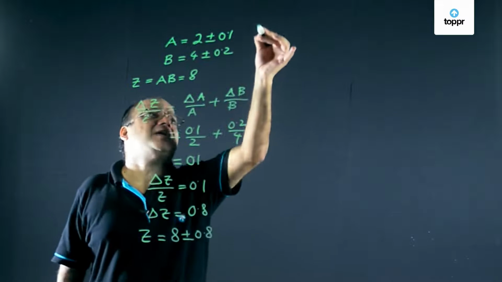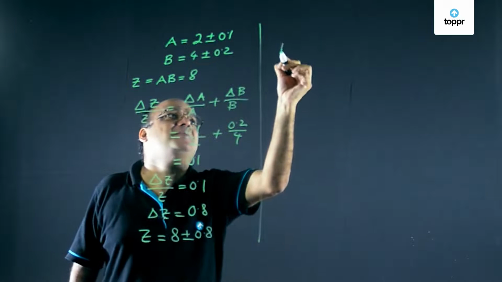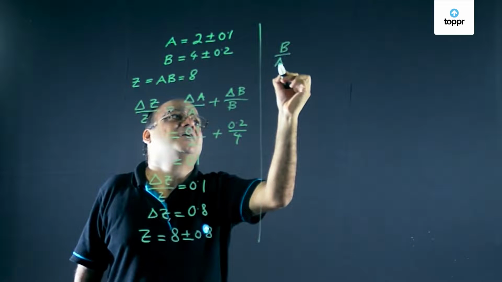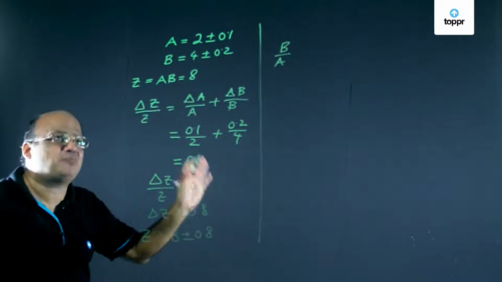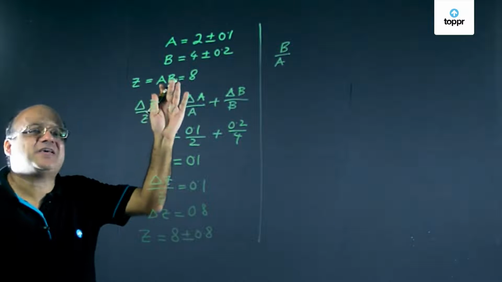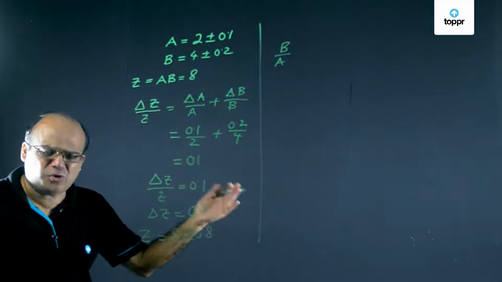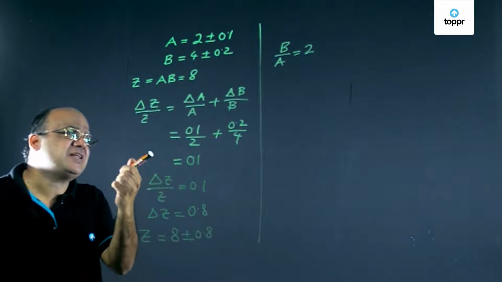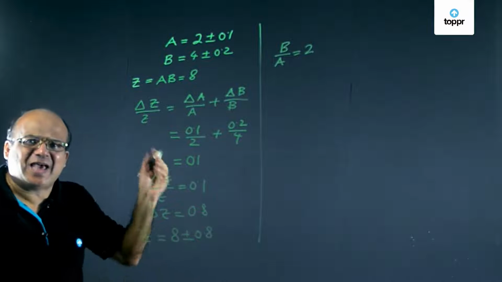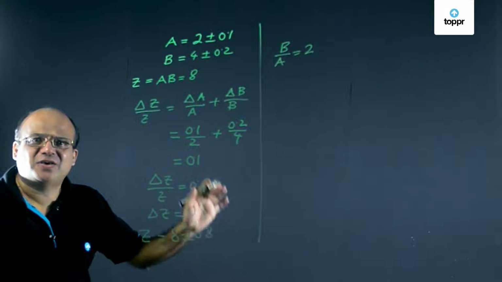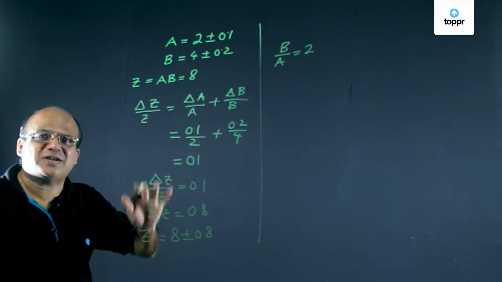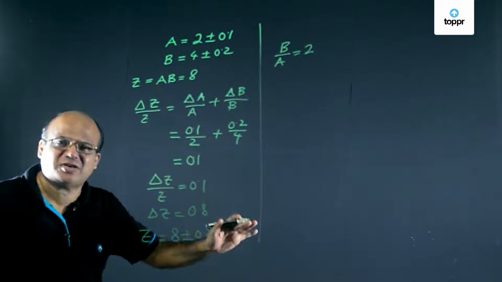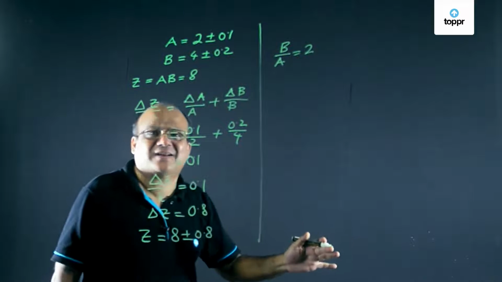Suppose you want to find out B by A. So what will be B by A? Don't worry about errors initially. So B by A is, B is 4, A is 2. 4 divided by 2 is 2. Simple. Now, the fractional errors again will get added. Errors are never subtracted. So whether we are doing addition, subtraction, multiplication, division, errors will always get added.